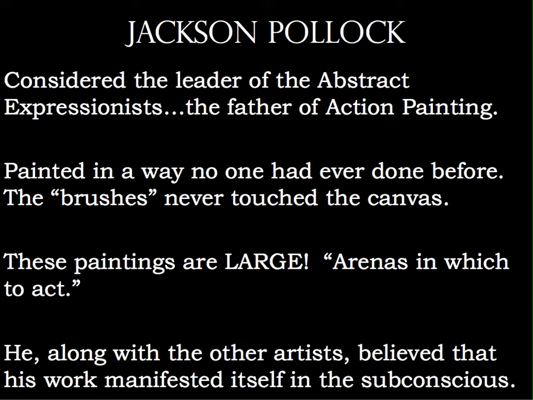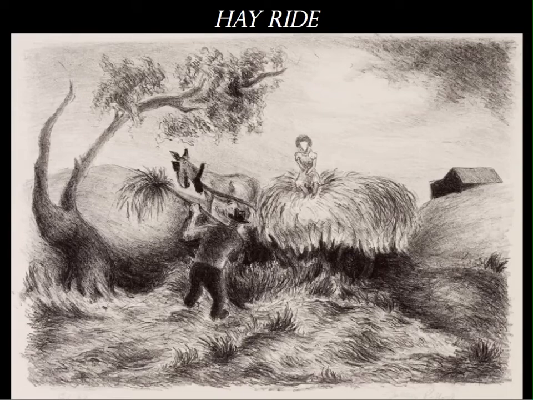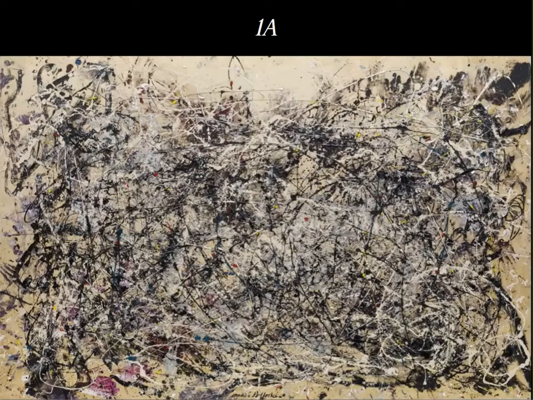And along with the other artists, he believed that the painting itself manifested itself in the subconscious. Early works by Pollock, when he went to the Art Student League for school, are very common, but like the modern painters of Europe, they knew how to do basic painting and sculpture and such, but their later style is what developed them into the famous artists that they became. The same thing with the American artists.